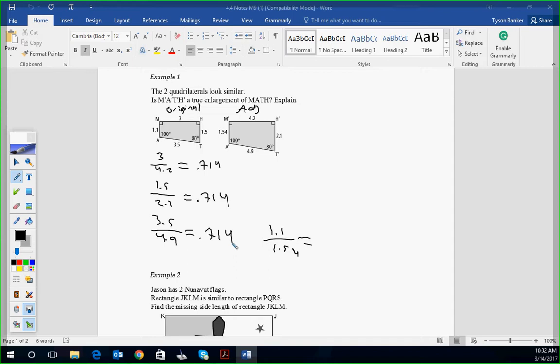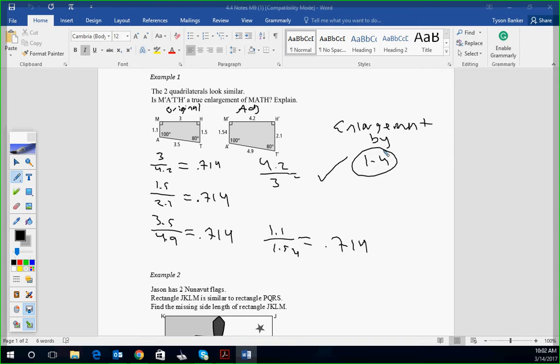Same thing. Okay, so they are an enlargement of each other. They are similar. They are an enlargement technically by this much. Again, we don't want to round that, so we'd prefer the enlargement to go this way. Do 4.2 divided by 3, it's 1.4. So the enlargement is by 1.4 in all of them.